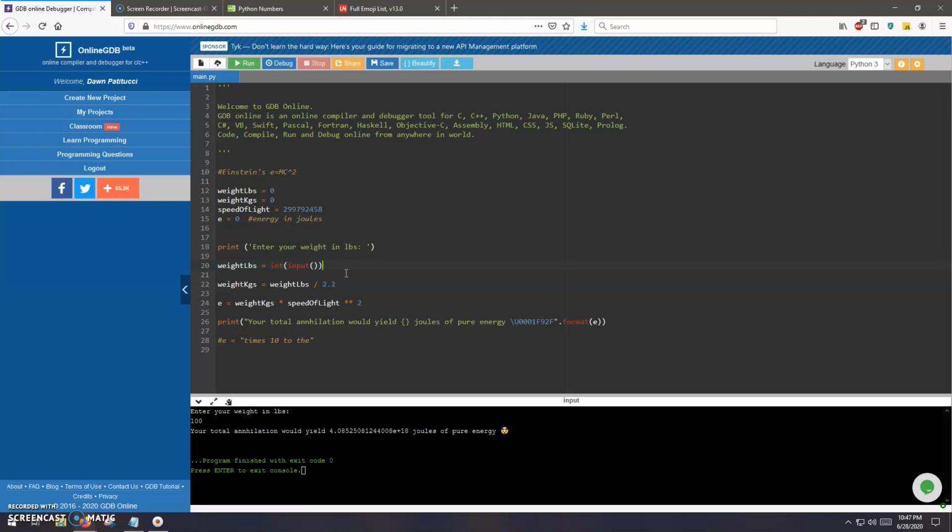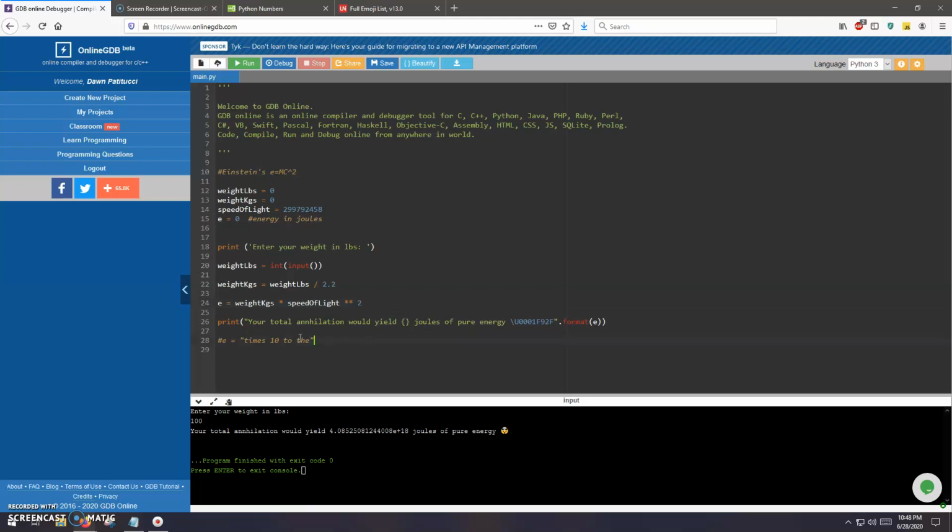The user's weight is coming in as an integer. All right, and then I will convert that weight in pounds to kilos by dividing by 2.2, just a hard-coded constant there. And then now I'm home free. I just have to plug it into my formula. The result is going to go into E. This is Einstein's formula. This is it. Weight in kilograms, M as in mass, times the speed of light squared. Look at how you do exponentiation in Python. Kind of strange, but that's how you do it.